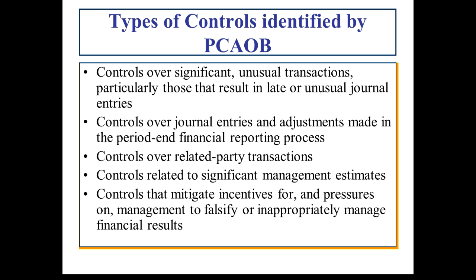Then they also tell us controls over journal entries and adjustments made in the period in financial reporting process. Who gets to create these journal entries? Are there controls in place as to who signs off on them? It's important that these journal entries, because that's not the normal process in the accounting department. So why are they being created? Who's authorized them? And what's this about?